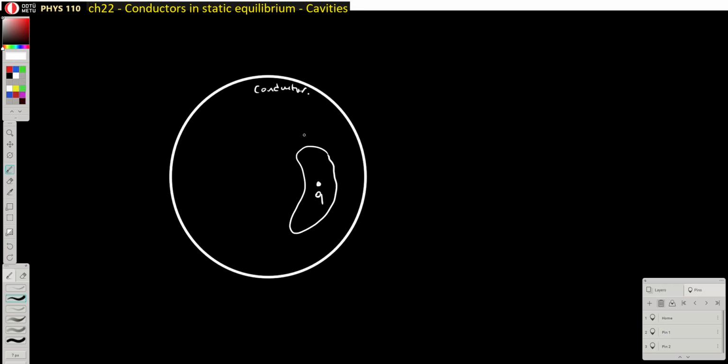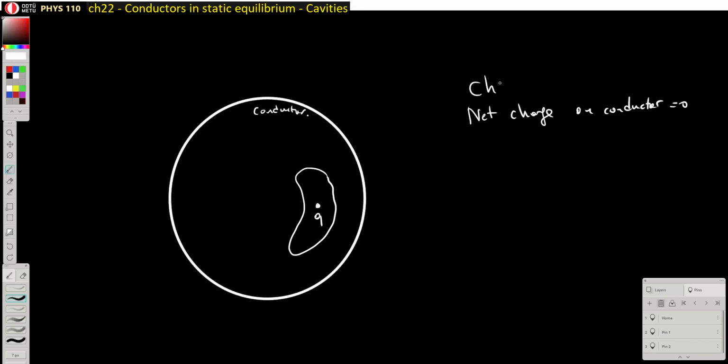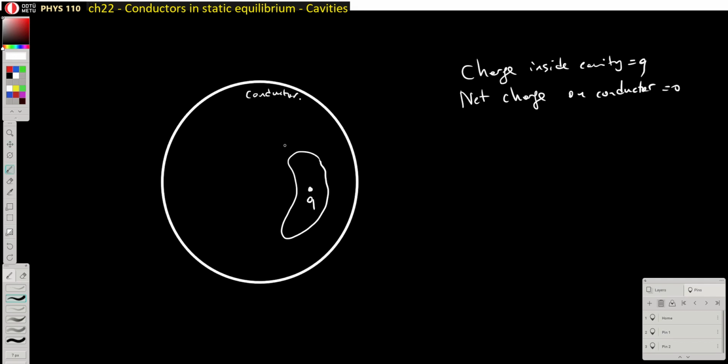I know that at the end, let's suppose that the conductor's net charge is equal to 0. So the net charge on the conductor is given as 0, and the charge inside the cavity is equal to Q. In that case, we know that some charge will be collected at the inner surface of the cavity.